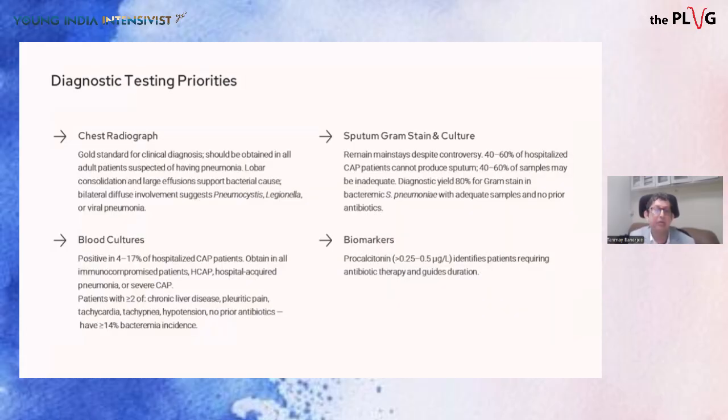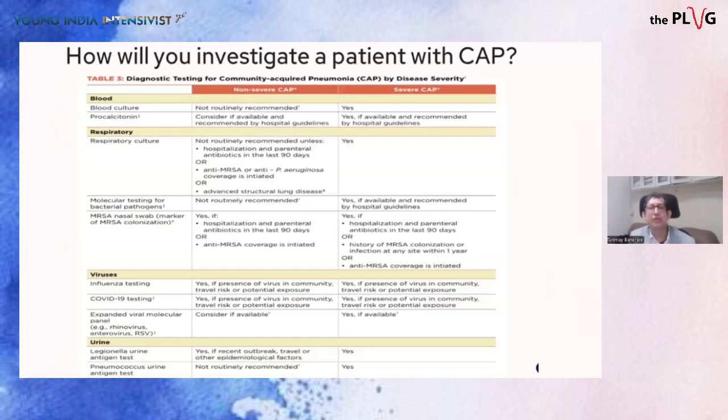And also consider doing chest radiographs, blood cultures, sputum Gram stain and culture I mentioned, and also biomarkers you can use like procalcitonin or CRP. So mostly for normal patients being treated at home, you don't need to do all the investigations I'm talking about. But if there is severe CAP, you would definitely do blood culture, procalcitonin, respiratory sample culture, as well as test for viruses and do urinary antigen tests.